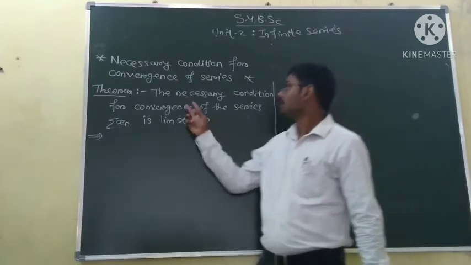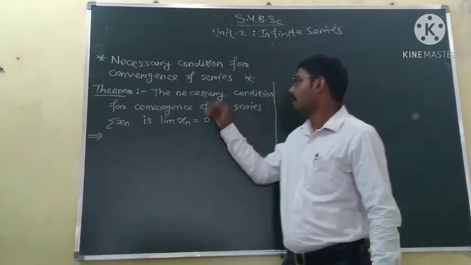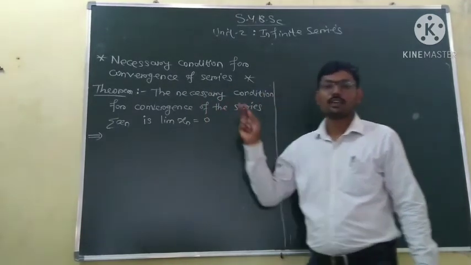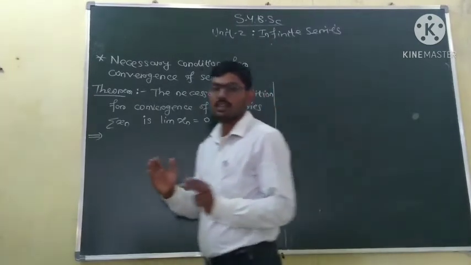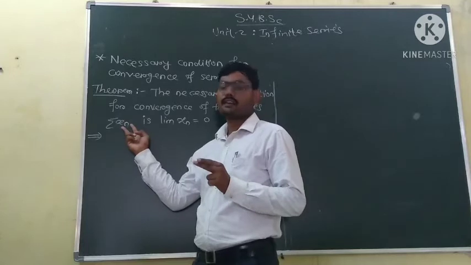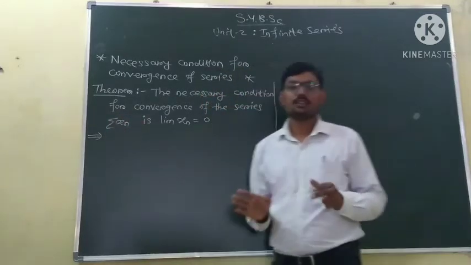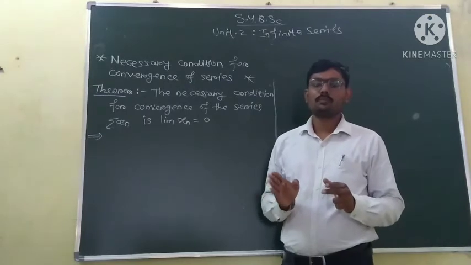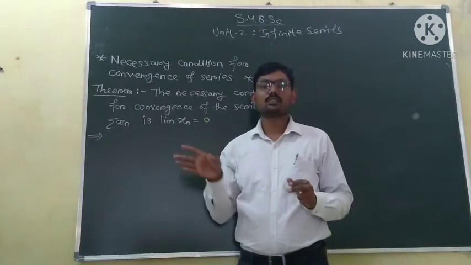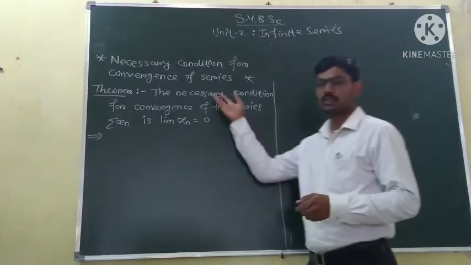Now see, this is only a necessary condition, and not a sufficient condition. We'll come to this one later. First we will prove this necessary condition. This condition implies that if the limit of xn is equal to 0, then the series can be convergent, but it does not give a guarantee that the series is always convergent or not. So first we will do this theorem.